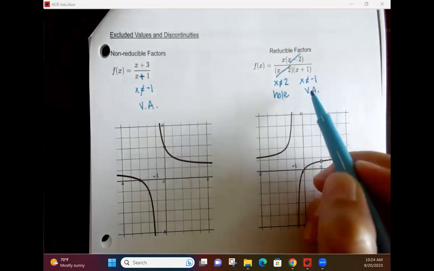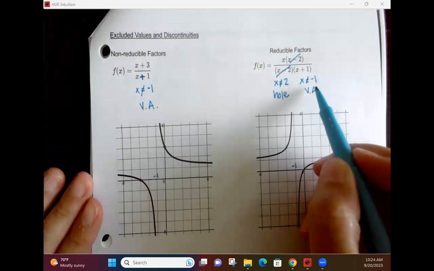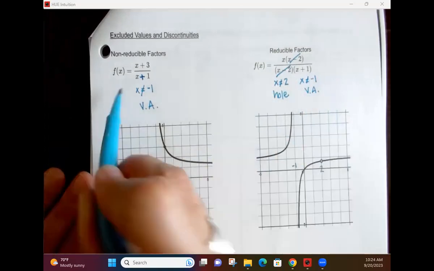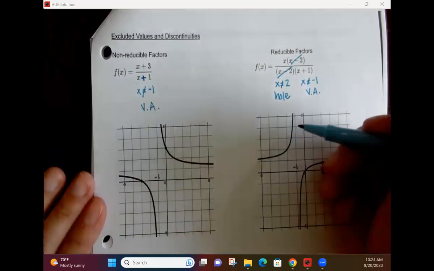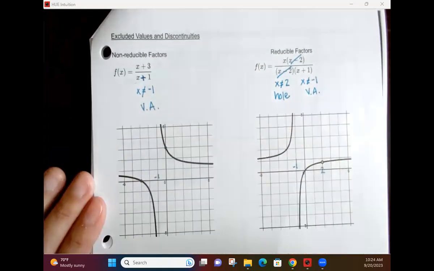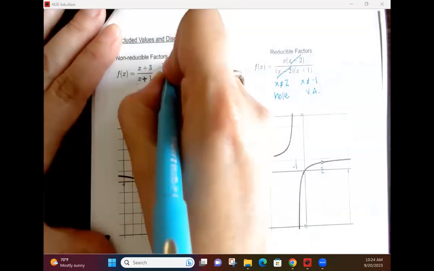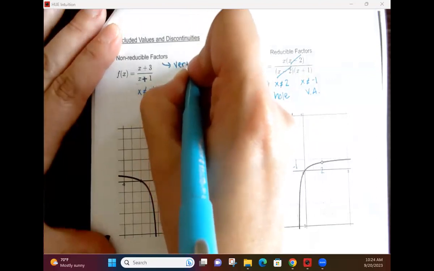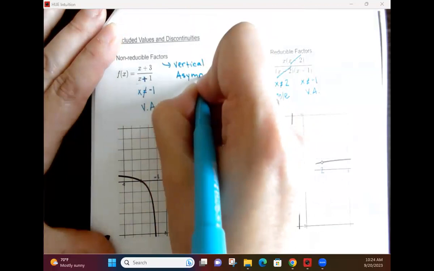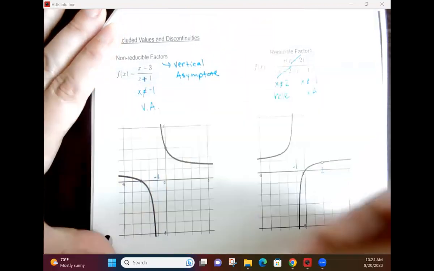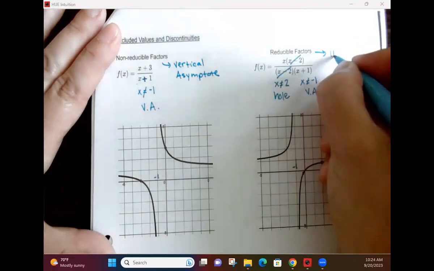Excluded values that come from factors you cannot reduce are going to give you a vertical asymptote. Okay, so non-reducible factors are going to give you a vertical asymptote. Reducible factors are going to give you a hole.